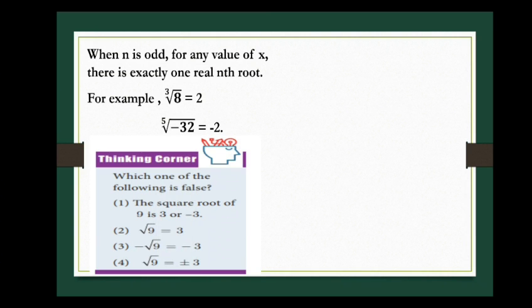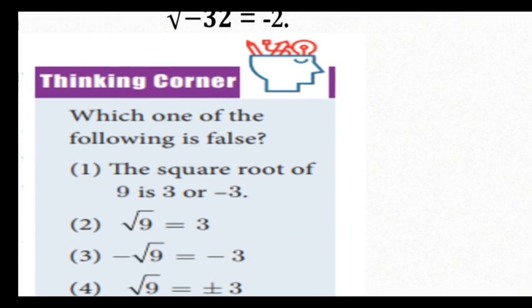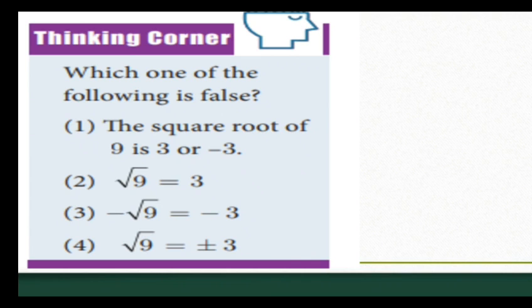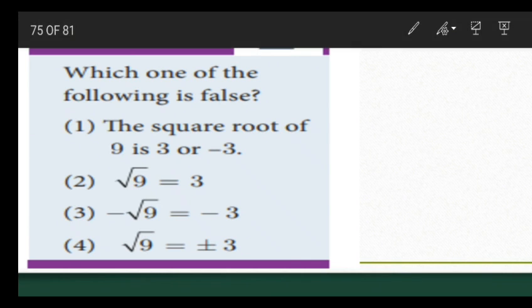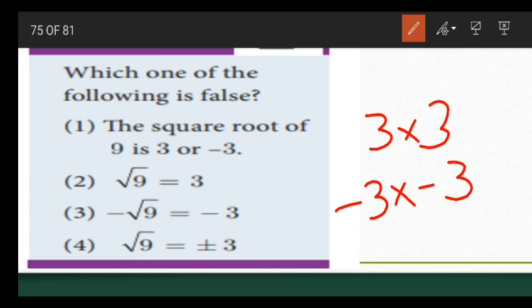Okay, so now there is a thinking corner. Which one of the following is false? Here they have given 4 options, and we have to tell which one among these 4 is false. See the first one: the square root of 9 is 3 or minus 3. This is correct, right? They didn't use any symbol. They have simply said the square root of 9 is 3 or minus 3. When you multiply 3 two times, you will get 9, as well as minus 3 two times, you will get 9. So the square root of 9 is 3 or minus 3.